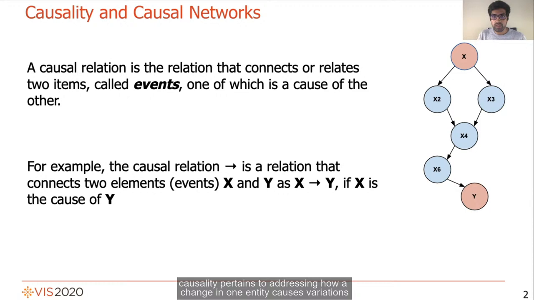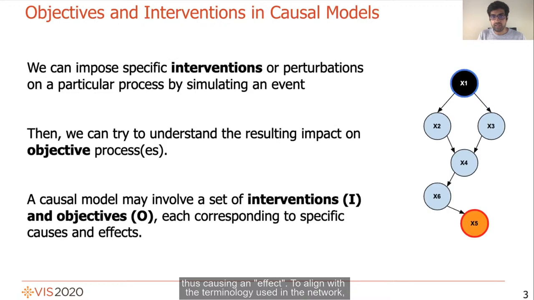In general, causality pertains to addressing how a change in one entity causes variations in other entities. Each causal relation has a starting stimuli, also known as a cause, and leads to a change in the state of the network, thus causing an effect.